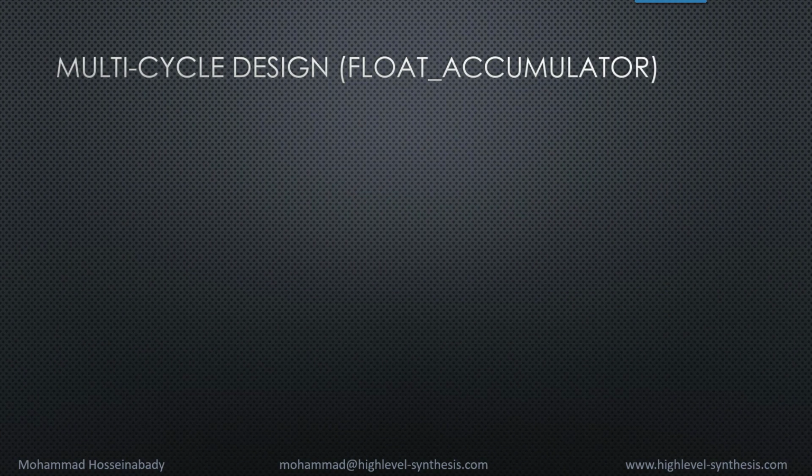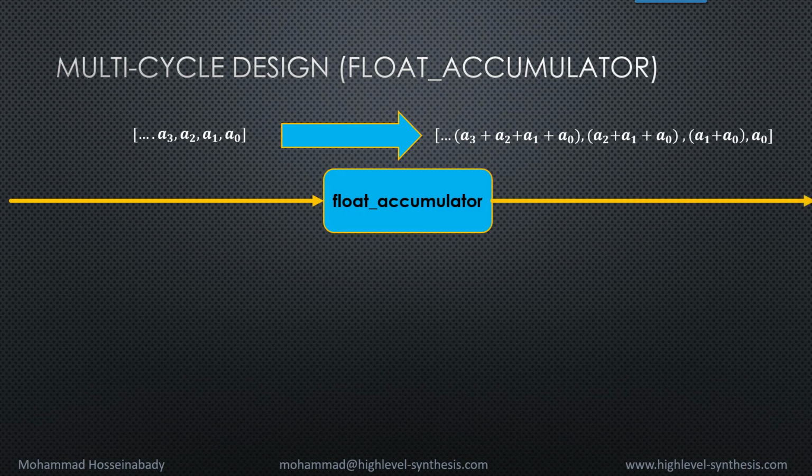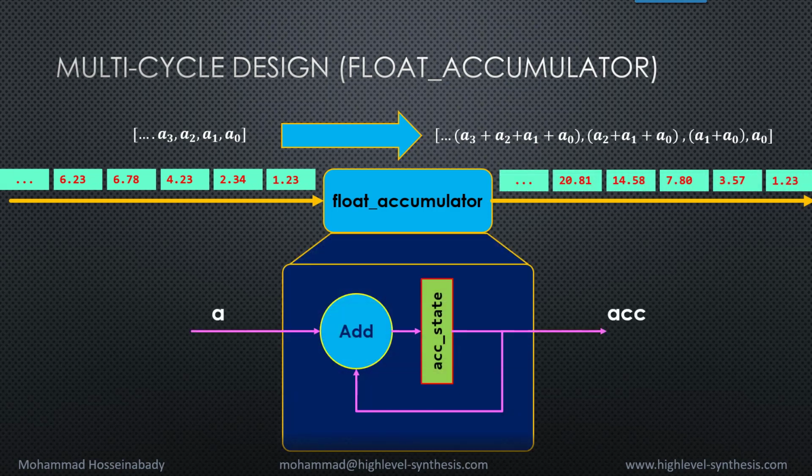Let's consider the floating-point accumulator circuit as an example of a multi-cycle design in HLS. This circuit receives a sequence of floating-point numbers and accumulates that as its output. For example, this figure shows the output generated for this sequence of input. As shown in this diagram, our design is simple. It consists of a floating-point adder and a register.